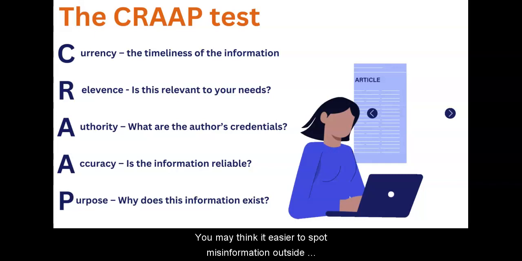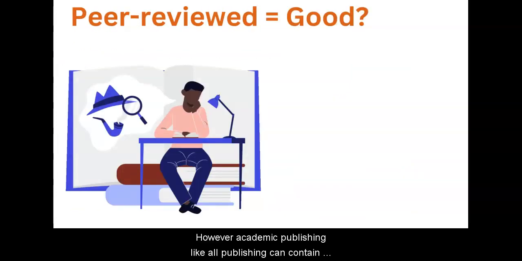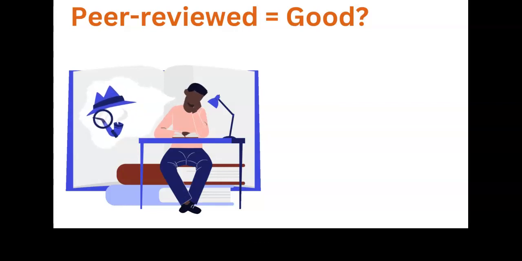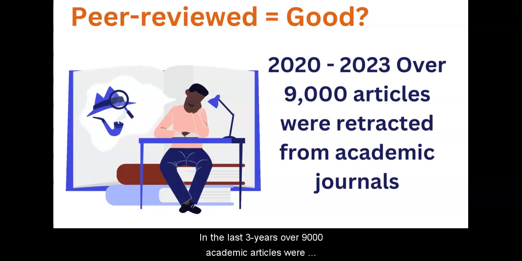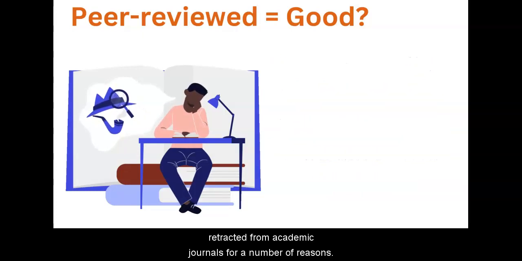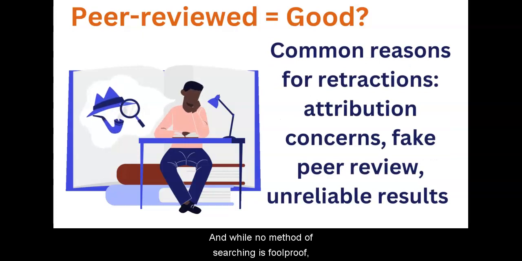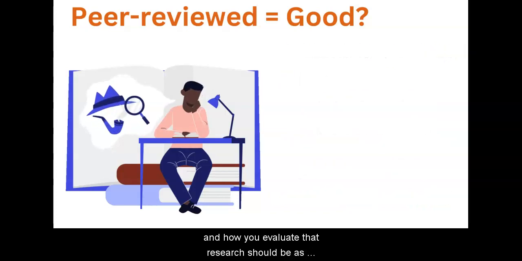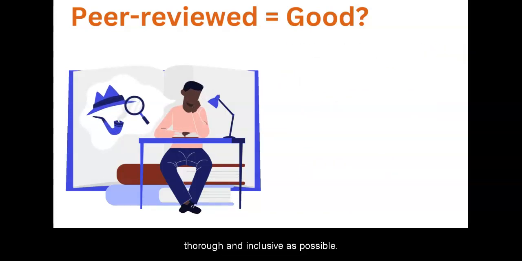You may think it easier to spot misinformation outside of academic publishing, such as in blogs or newspapers, but be wary of misinformation and fake news in all formats. However, academic publishing, like all publishing, can contain misinformation. In the last 3 years, over 9,000 academic articles were retracted from academic journals for a number of reasons. And while no method of searching is foolproof, your search terms, the resources you select, and how you evaluate that research should be as thorough and inclusive as possible.